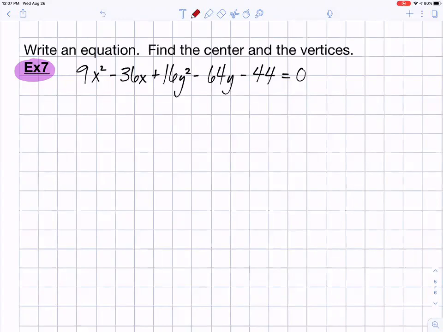So let's start by factoring. I'm only going to deal with my X's first. We'll take out a 9. If you take a 9 out of those 2 terms, what are the new 2 terms? Minus 4x. Now, before you close your bracket, leave some space to complete the square.